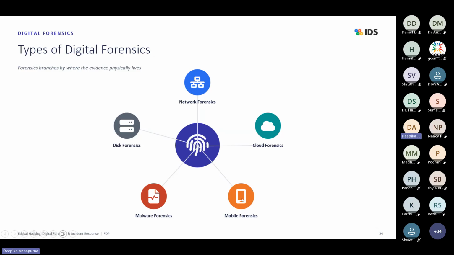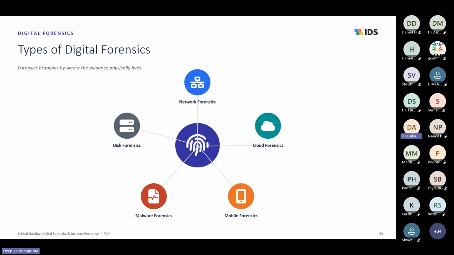Next is mobile forensics. What does a mobile contain? Mobile will have evidence like messages, call logs, application data, GPS history, photos, or any deleted content in any mobile. These all come under mobile forensics.